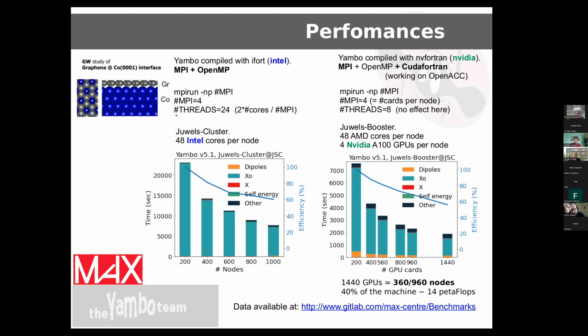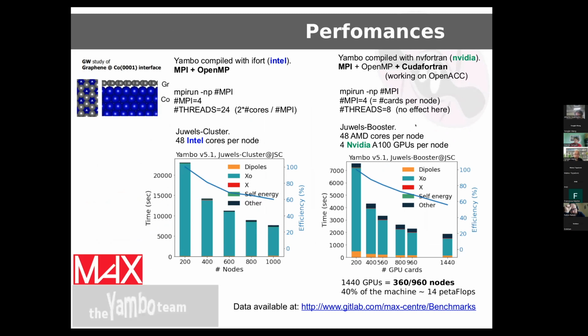On the left, you see a calculation run on standard CPUs. It's a cluster with nodes of standard Intel cores, 48 Intel cores per node, and the code is compiled with the Intel compiler. Here you see the scaling of different so-called run levels, so different parts of the code which compute, for example, the dipoles, the screening, the self-energy, and other parts of the code. At this level, the parallelization is done with MPI plus OpenMP.